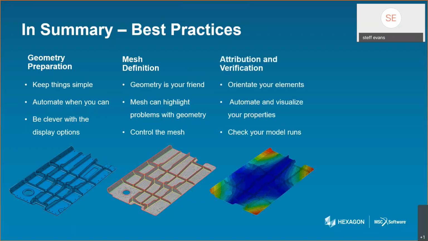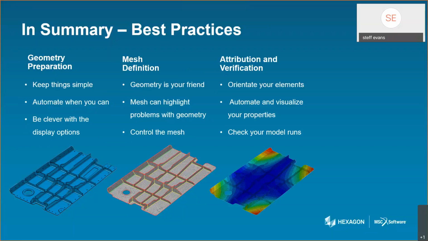Attribution and verification: orient your elements, both in terms of shell normals and shell XY direction. Automate and visualize your properties, so use the section mode to look at your property sets and how they're distributed in the model. And then finally, check that your model runs.